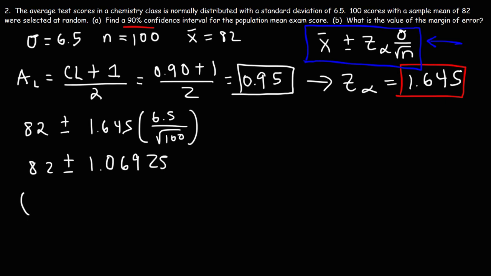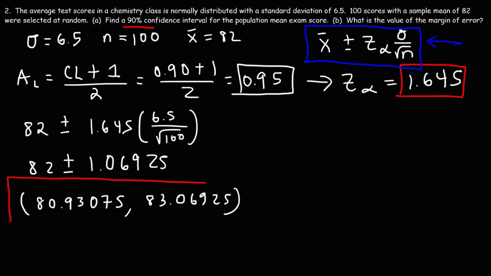So to get the minimum value in our confidence interval, it's going to be 82 minus 1.06925. And so that's going to be 80.93075. And then to get the maximum value in the confidence interval, it's 82 plus 1.06925. And so that's going to be 83.06925. So this right here is our 90% confidence interval.